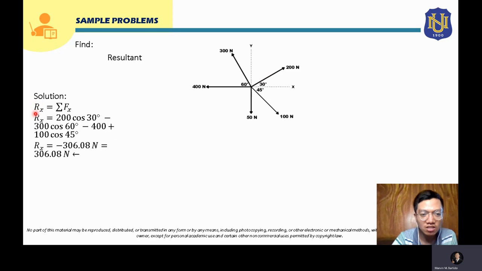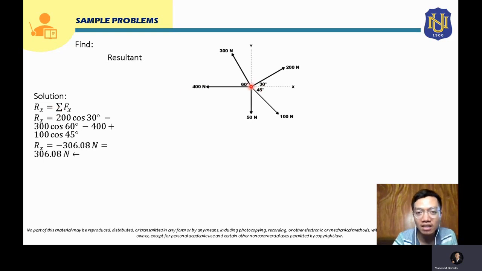Now, let's start summing up all the horizontal components of this force system. So that will be Rx equal to all the horizontal components of all the forces. So let's start with 200 Newton. What is the horizontal component of 200 Newton? That will be 200 cosine 30 degrees, right? And since this is directed to the right, this will be positive. That's why it is positive 200 cosine 30 degrees.